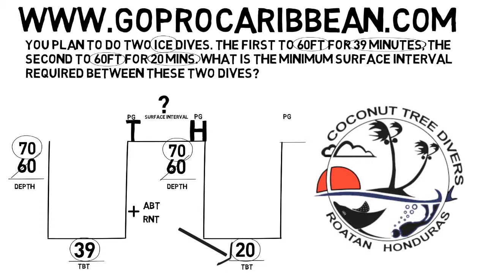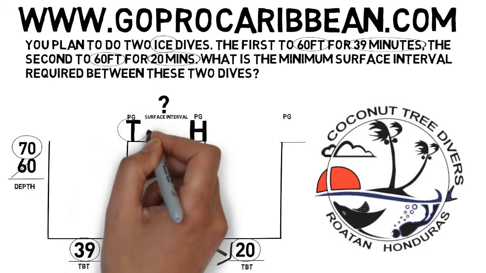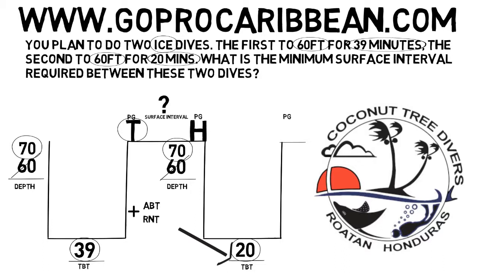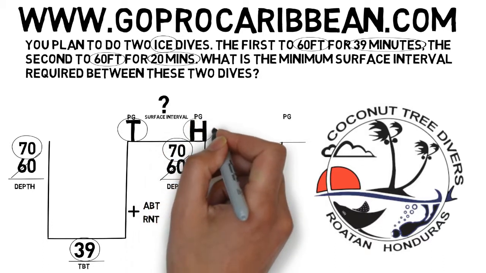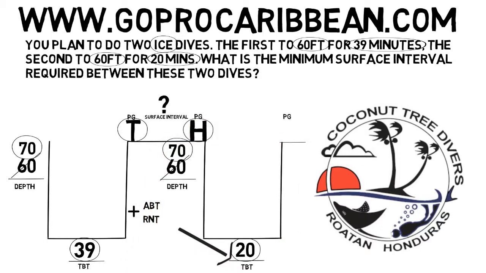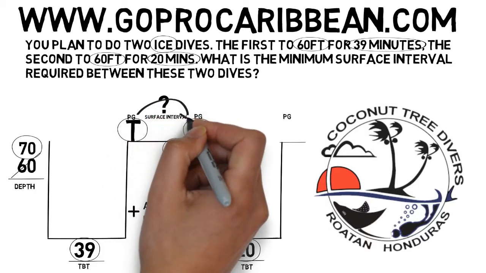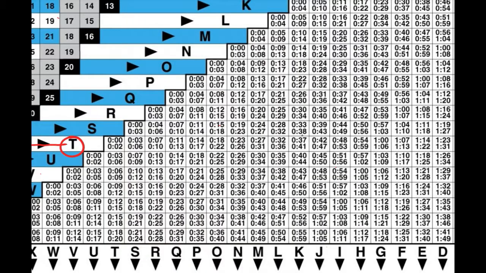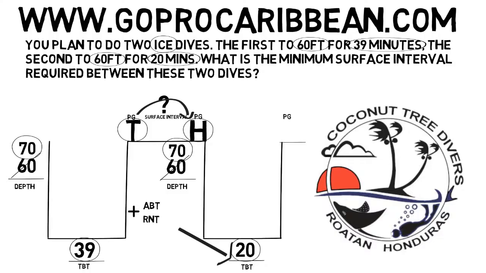We need to figure out how we can get from pressure group T to pressure group H, and that will of course be using the surface interval credit part of the table. So looking at that, we're in pressure group T, we want to get to pressure group H, finding where these two intersect, and the minimum surface interval will be the 54 minutes we can see there. So the answer to this question would be 54 minutes.